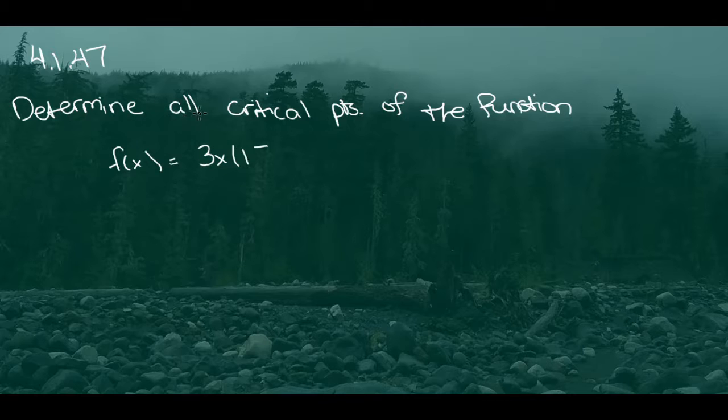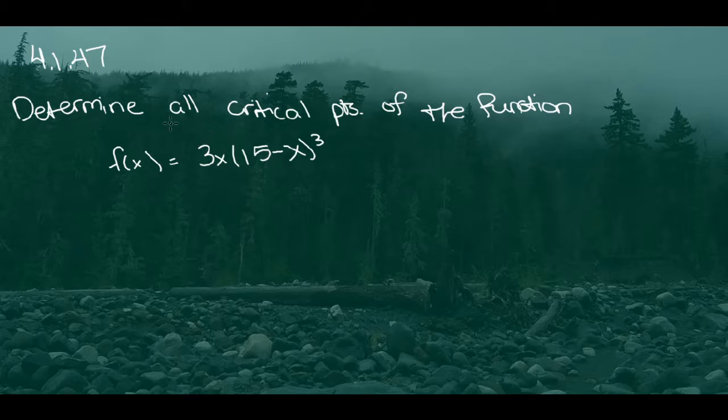All right, so here's a problem similar to problem 4.1.47 on your homework. It says determine all critical points of the function. And then it gives you some function, in our case a polynomial. It says f of x is equal to 3x times (15 minus x) to the third.